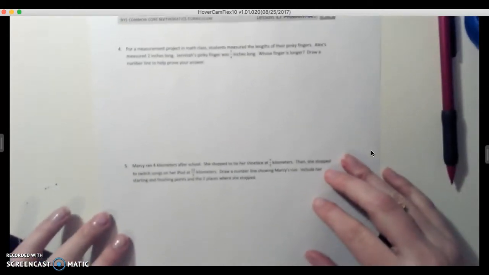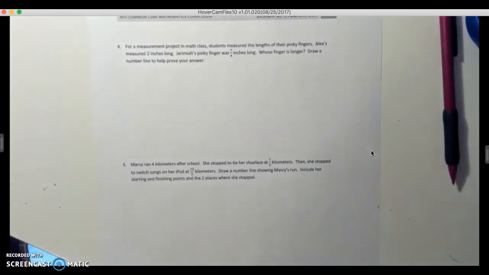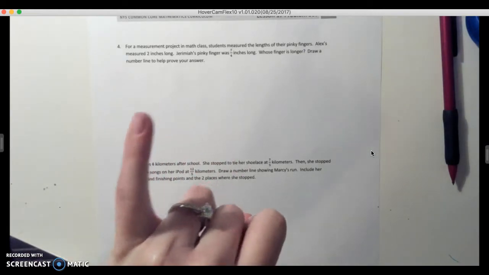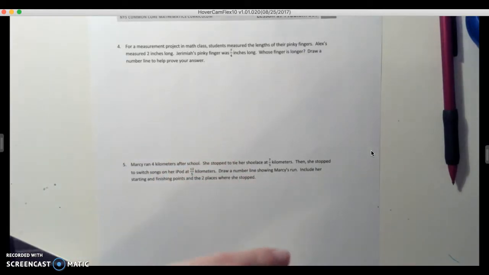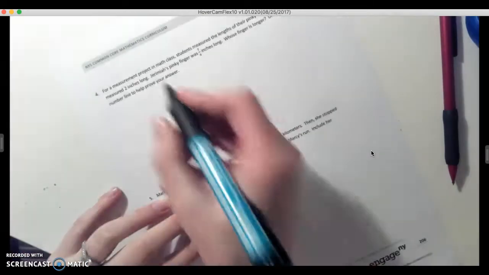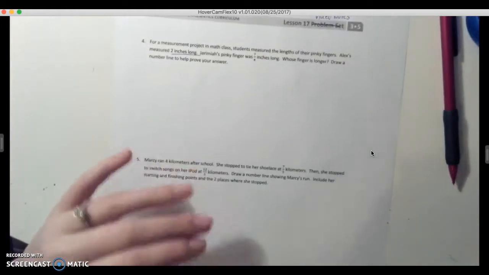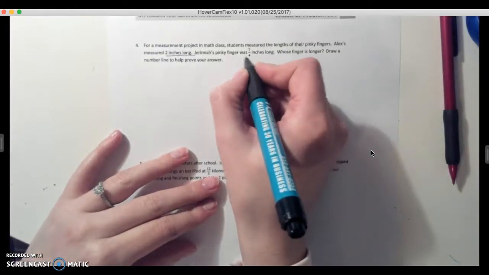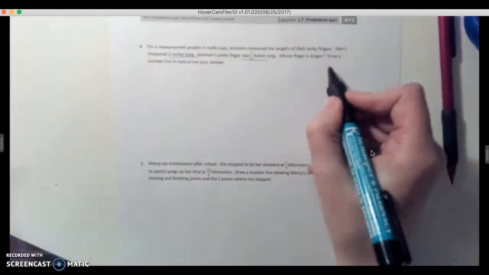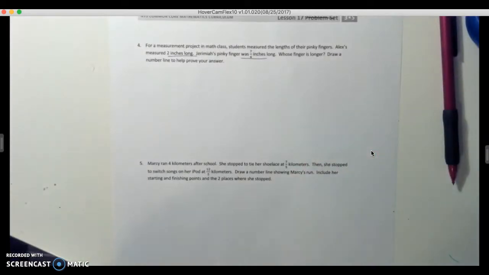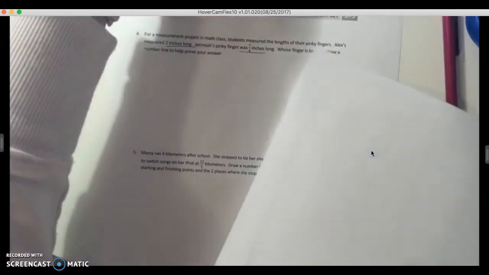All right, now for number 4. It says for a measurement project in math class, students measured the length of their pinky fingers. Alex's measured 2 inches long. Jeremiah's pinky finger was 7/4 inches long. Whose finger is longer? Draw a number line to prove your answer. So I'm going to zoom in again.